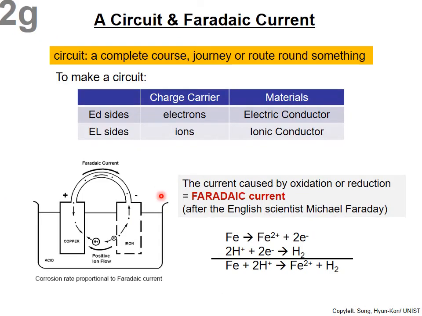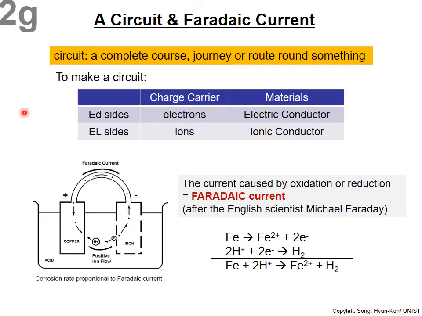I'd like to introduce two keywords related to electrochemical cells. The first one is circuit, and the second one is Faraday current. Let's start with the circuit. The dictionary meaning of the circuit is a complete course, journey, or route round something. And also, some guys are moving along this circuit.